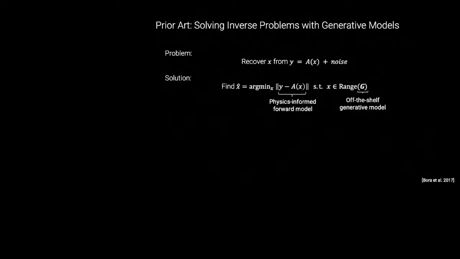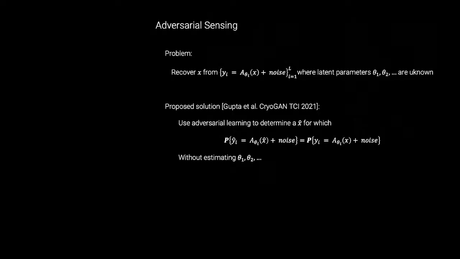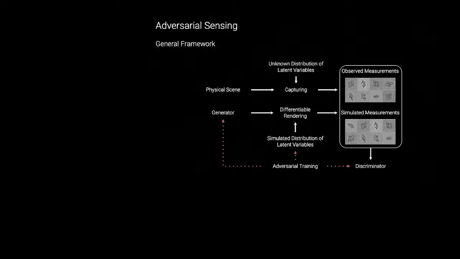Prior art has already used generative models to provide prior knowledge while solving inverse problems. However, they mainly focus on settings where the forward models are known, and yet the problem gets much more challenging when we don't know the forward model. We adopt a novel approach called Adversarial Sensing. It was first introduced for cryo-EM reconstruction, which has stochastic forward models because the biomolecules being captured have random orientations. Here we show the general framework of adversarial sensing based on the example of Cryo-EM.